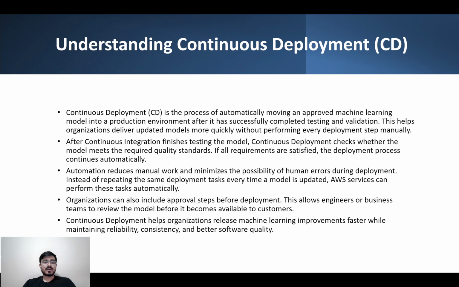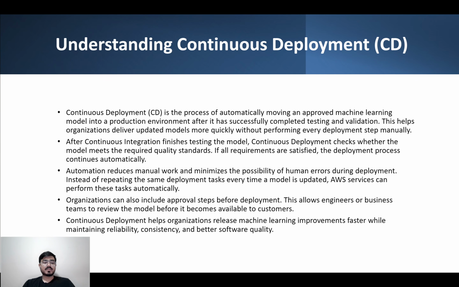So after continuous integration finishes testing the project, the next step is continuous deployment, also called CD. Continuous deployment automatically moves an approved machine learning model into the production environment after it successfully passes all required tests. Let's use a simple example. Imagine a teacher checks the assignment before allowing you to submit the final version. If everything looks correct, you can submit it immediately. If mistakes are found, you must fix them first.